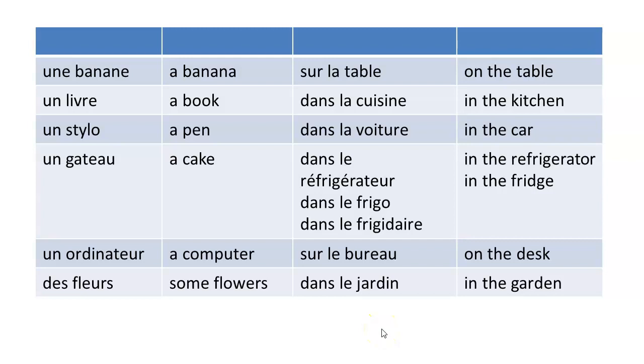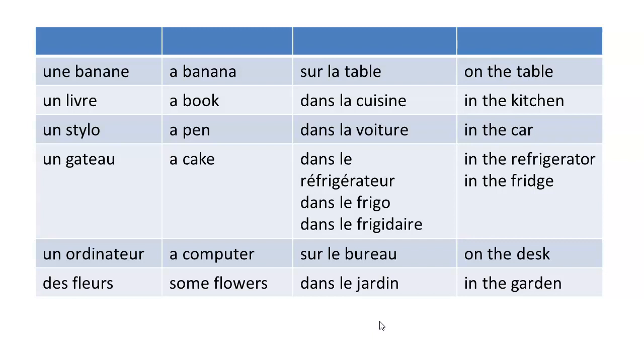And one thing that I'd like to mention also about il y a is that many French speakers in casual conversation will not say the il, so they'll just say ya, ya. For example, instead of il y a un livre, you might hear ya un livre. Il y a un stylo, instead of that, you might hear ya un stylo.